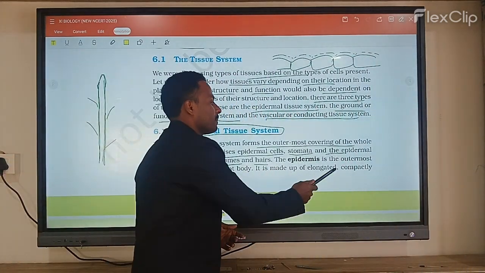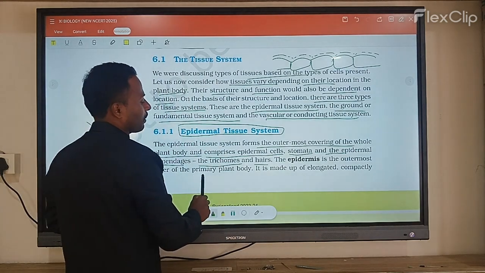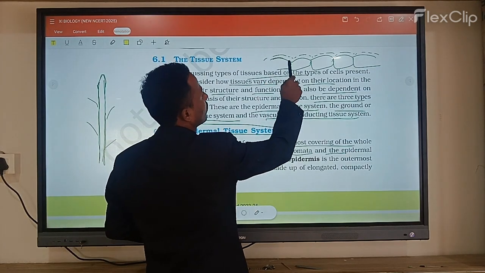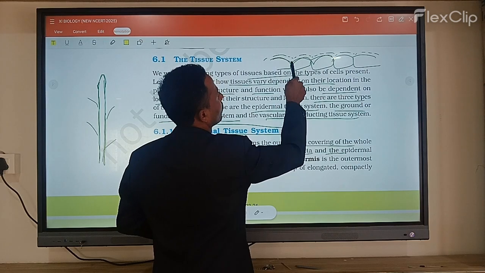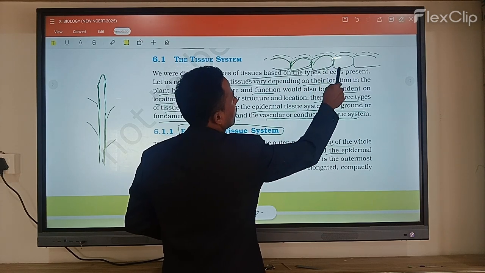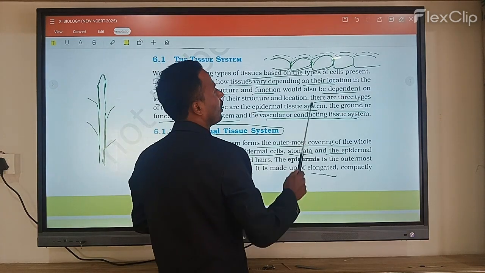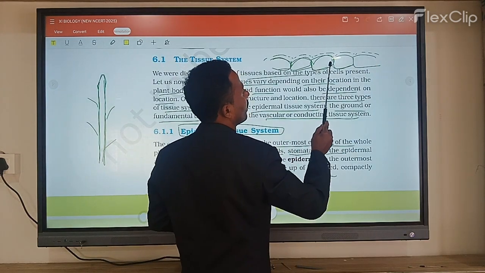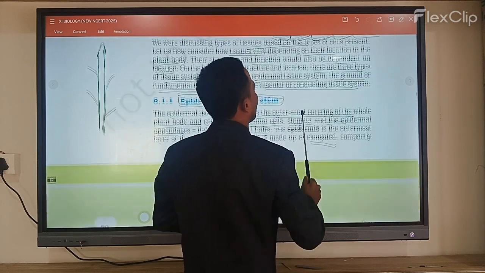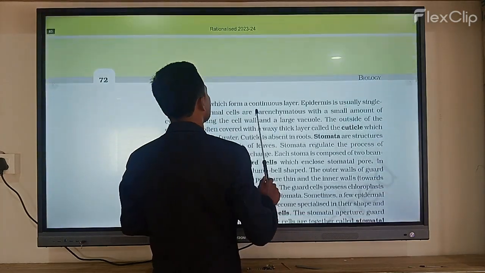Now, the epidermis is the outermost layer of the primary plant body. It is completely the outermost layer of the primary body. It is made up of elongated, compactly arranged cells.